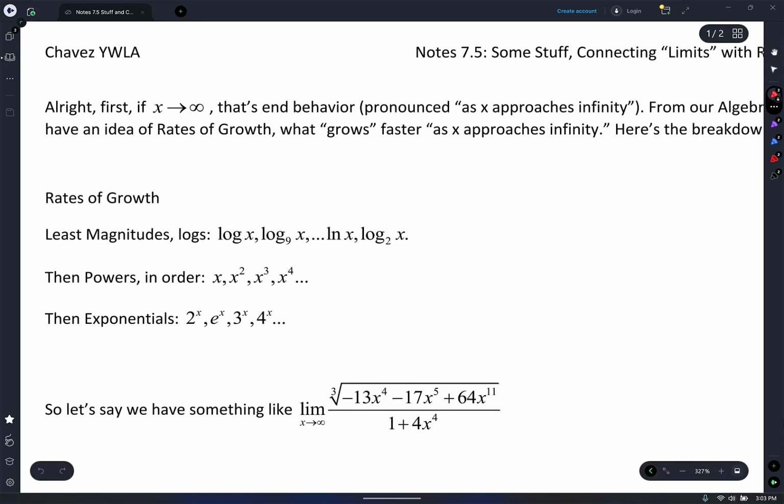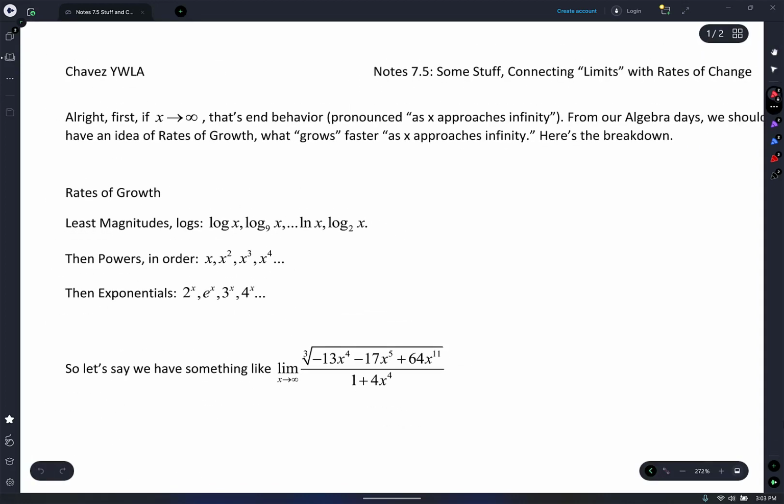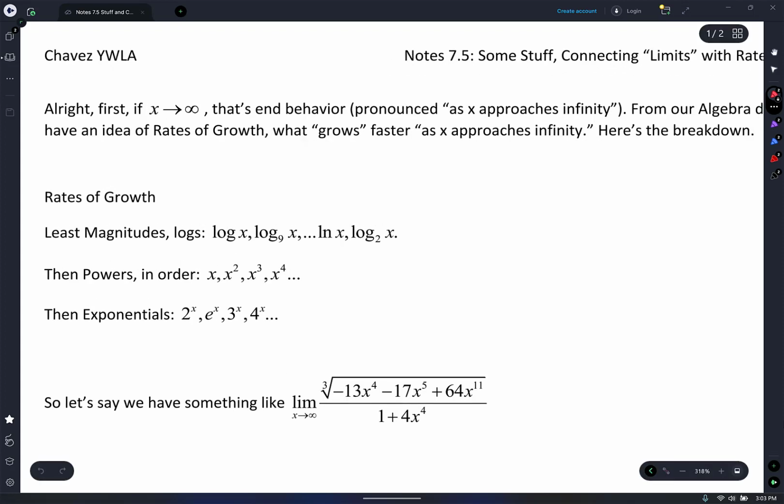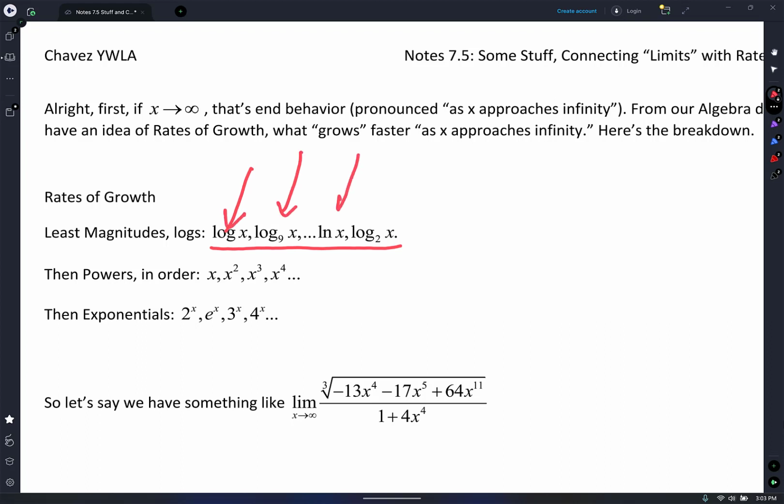If x is approaching infinity, guys, for limits we're looking at end behavior. Cool or not cool? What you need to know about end behavior is rates of growth. What grows faster? The slowest are logs, and I put them in order here. You go left to right: log base x, log base 9, ln x, log base 2. ln x is the same thing as log base e. And so these grow faster, these grow slower.